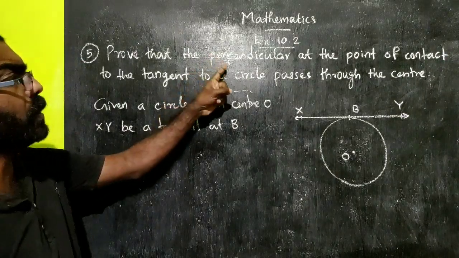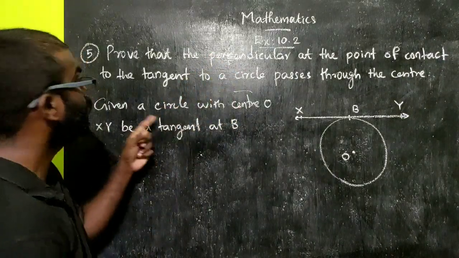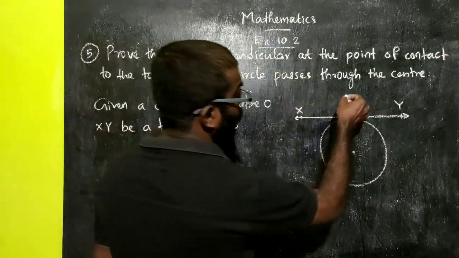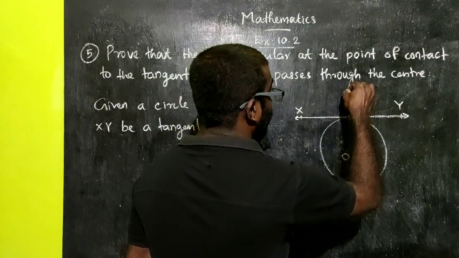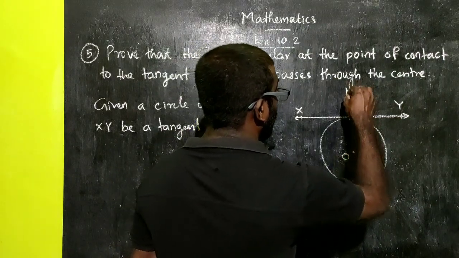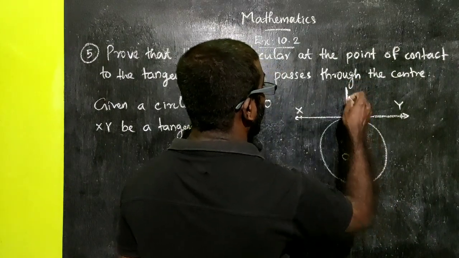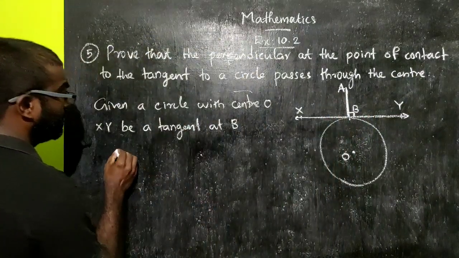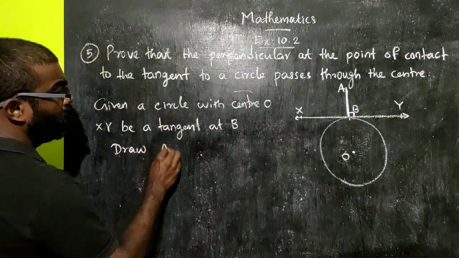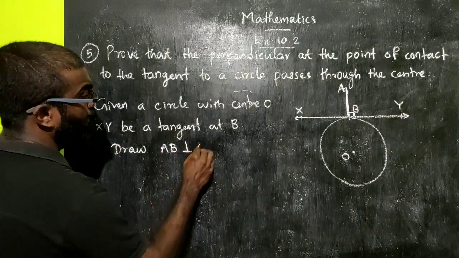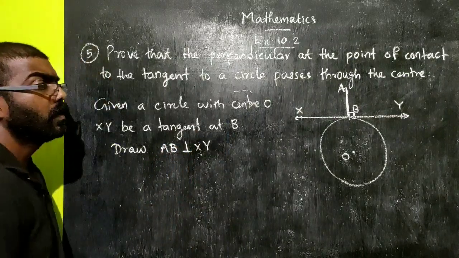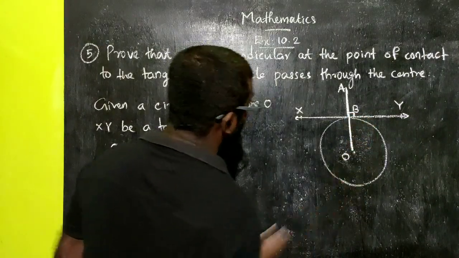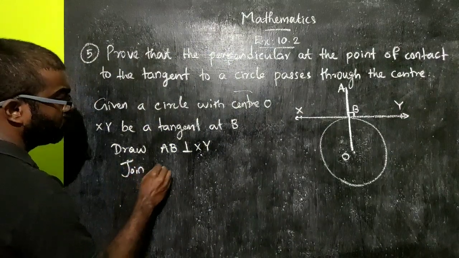We have to prove the perpendicular at the point of contact to the tangent to a circle passes through the center. So we have to draw a perpendicular. We write drawn perpendicular to the tangent XY from the point A. Okay, so now draw AB perpendicular to the tangent XY, and we can join OB, O and B, join OB.